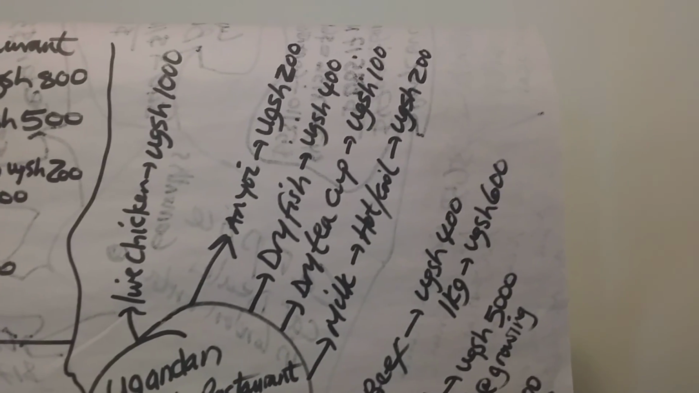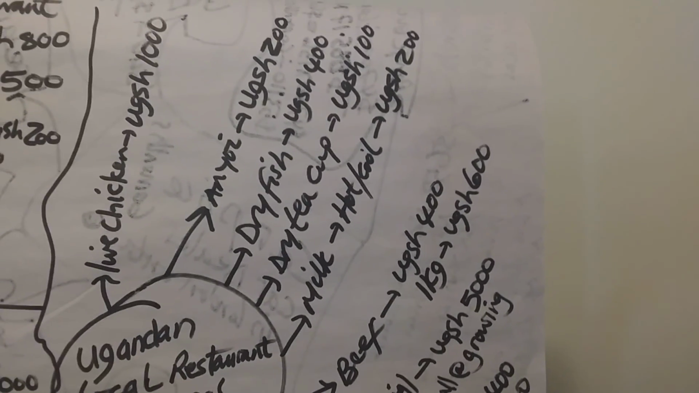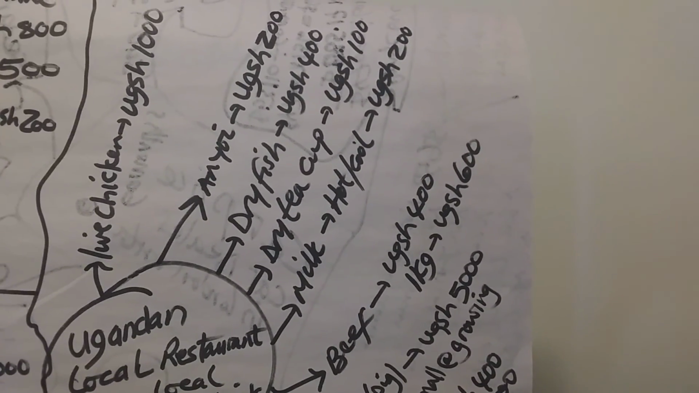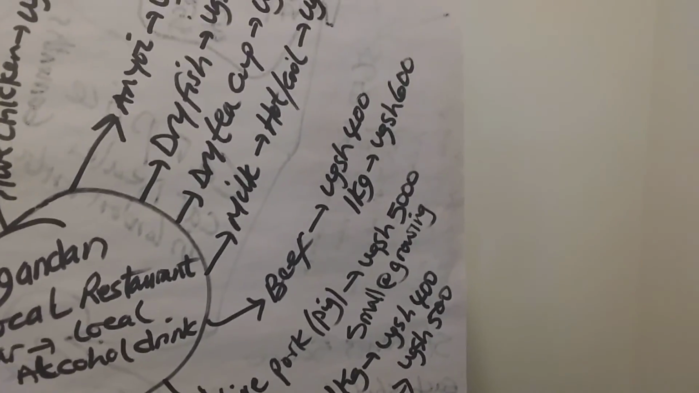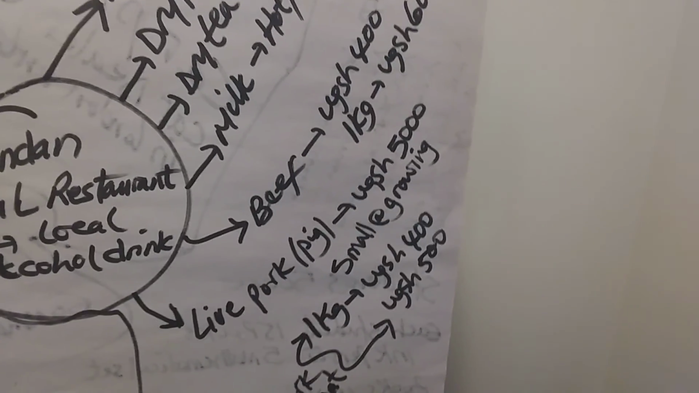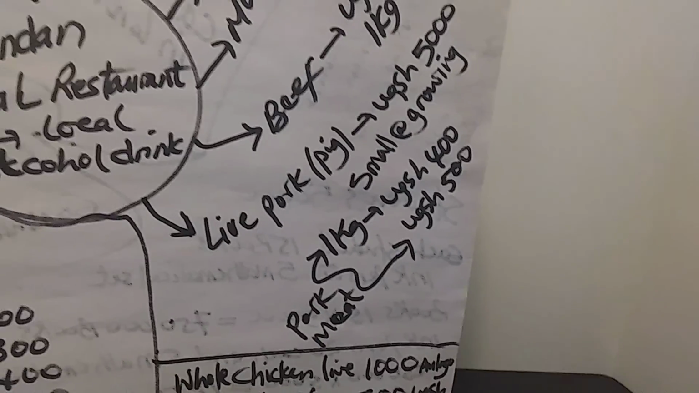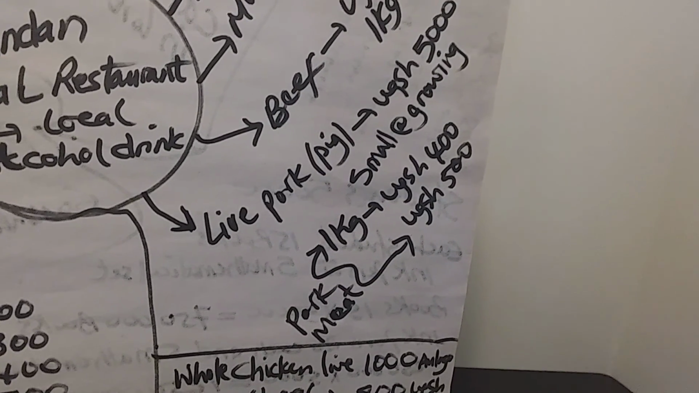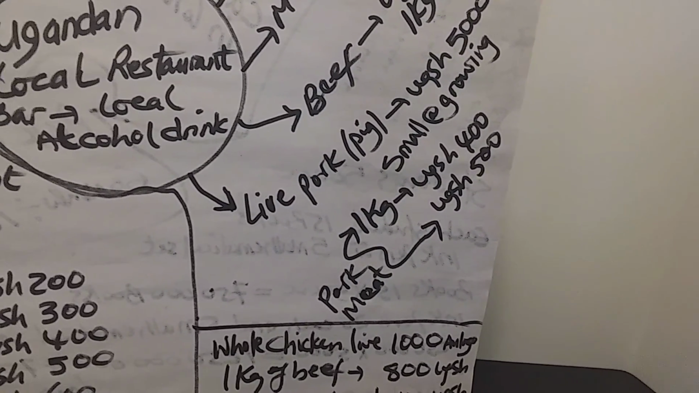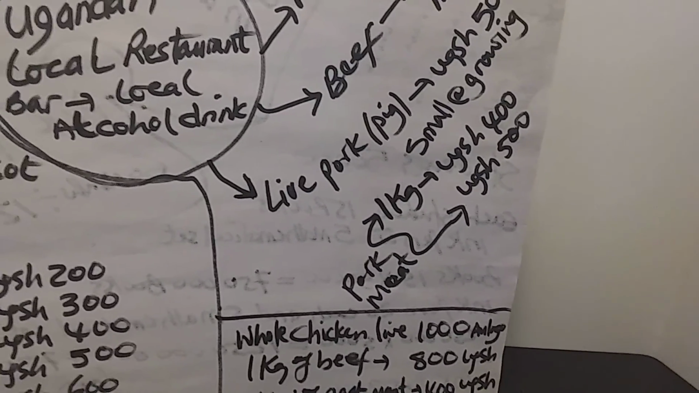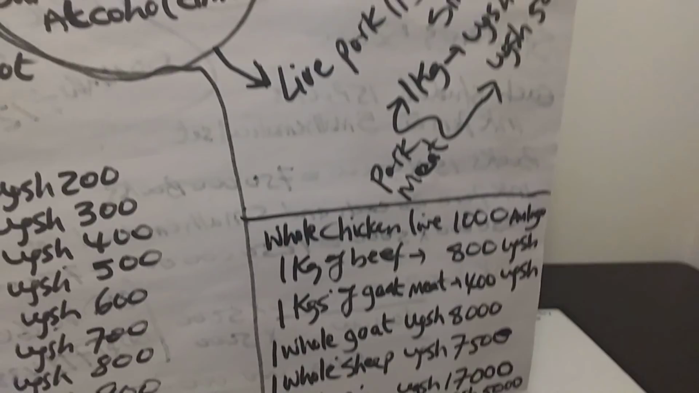Okay, dry fish for 400, and then dry tea cups, 100. Milk, hot, 200 per cup, and then of course beef 400, and 1 kilogram of beef 600, which they are selling. Live pig that is 5,000, if it's very live and young and growing. So 1 kilogram of pork meat is 400, 500, 300, 600, it depends.